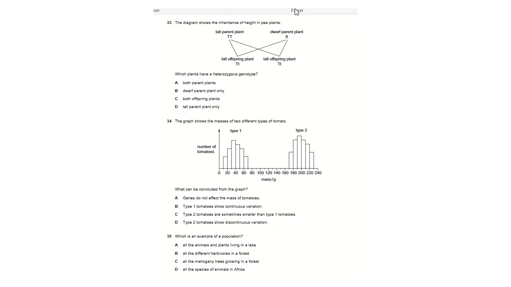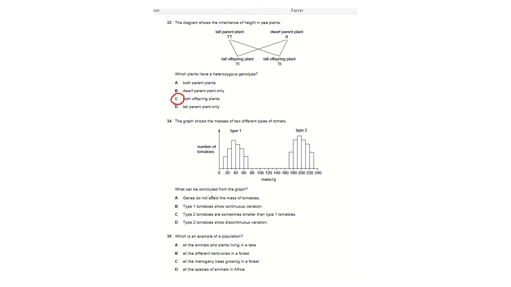So here we look at some more genetics. Here we see a parent who's homozygote dominant and another parent who is homozygote recessive, and both of them got heterozygote offspring. So we ask, which plants have a heterozygote genotype? Parents? No, they're homozygote. Dwarf parent only? No, homozygote. Both offspring plants? Yes, that's correct.